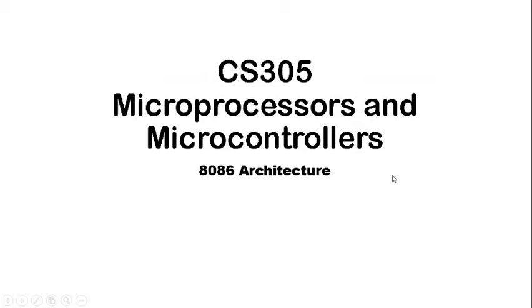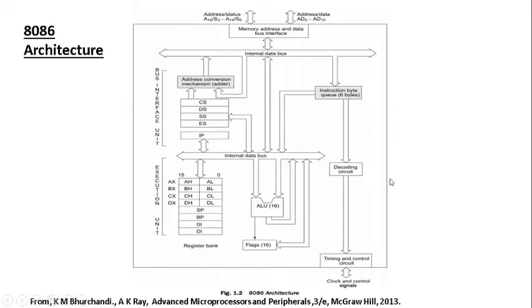We will see about 8086 architecture. This is the bird's eye view of the 8086 microprocessor, its internal architecture. As it is a microprocessor, definitely you can expect an ALU, right? The ALU in case of 8086 is 16 bits.